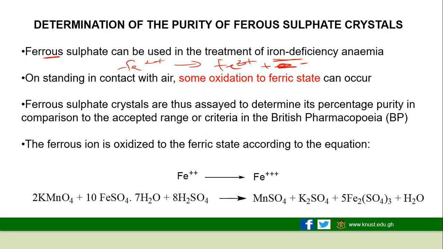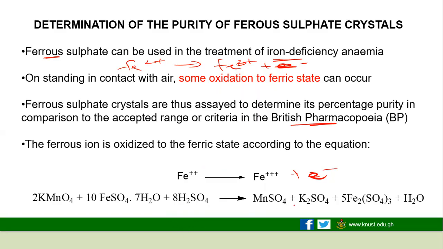Good. Now we are saying that ferrous sulfate crystals are thus assayed to determine percentage purity in comparison to the accepted range or criteria in the British Pharmacopoeia. The ferrous ion is oxidized to ferric state using this equation. So this is the equation showing the oxidation. This is not the full equation. I think here you should add 1 mole of electron to make it balance at this stage. Now, this is the actual reaction between the KMnO4 and the FeSO4, right?